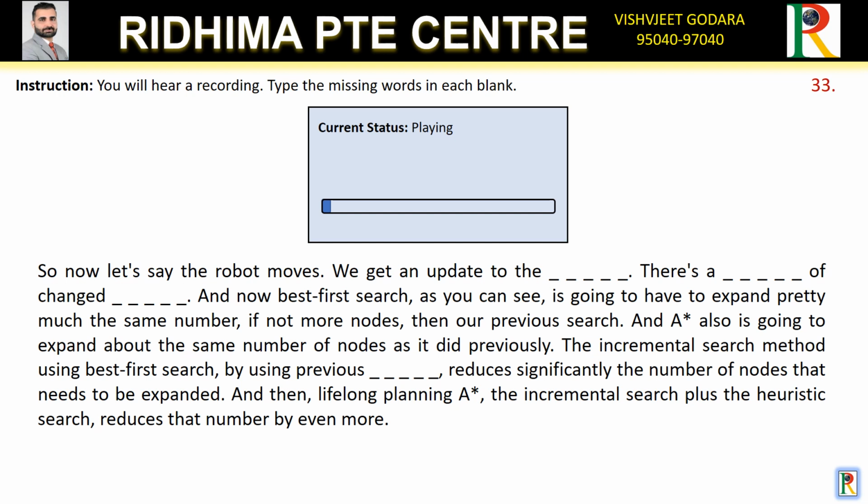So now, let's say the robot moves. We did an update to the environment. There's a bunch of changed edges. And now breadth first search, as you can see, is going to have to expand pretty much the same number, if not more nodes than it did on its previous search. And A-star also is going to expand about the same number of nodes as it did previously. The incremental search method using breadth first search, by using the previous results, reduces significantly the number of nodes that need to be expanded. And then lifelong planning A-star, the incremental search plus the heuristic search, reduces that number by even more.